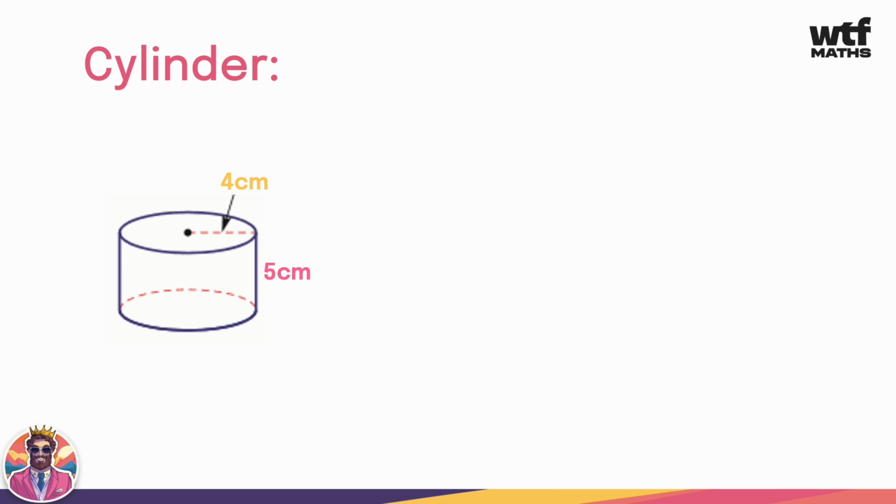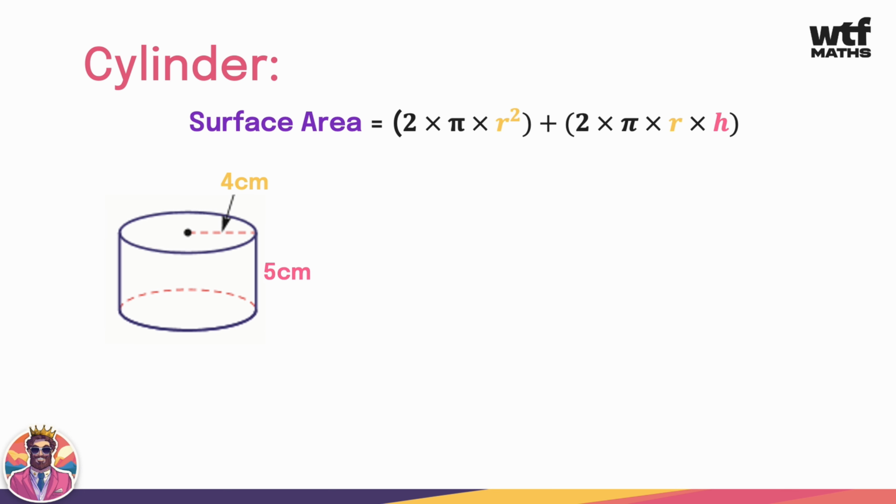Okay, so for a cylinder, we know a cylinder is 2 circles plus a large rectangle around the outside. So the surface area is going to be 2 times pi times r squared. So that's 2 circles, 1 circle here times by 2, plus 2 times pi times r times h. That's the outside rectangle. So that's the circumference there times the height of the rectangle.